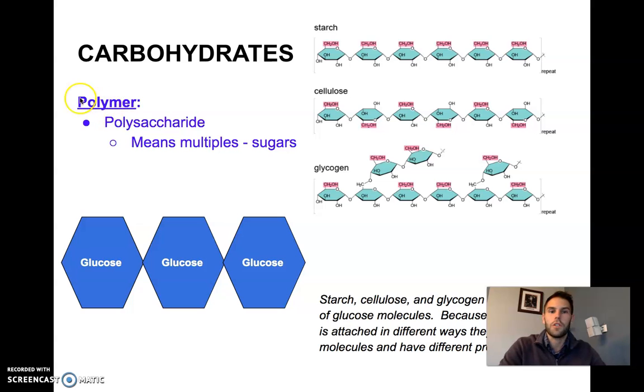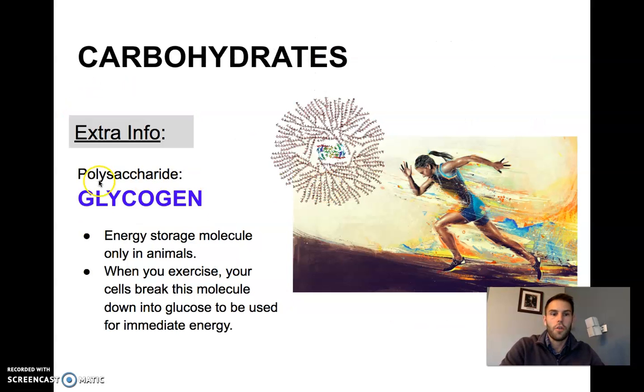So let's talk about the first example of a polymer. Let's talk about glycogen. All right. So glycogen is an energy storage molecule only in animals. So you're not going to find this in broccoli or the Brussels sprouts you eat or a carrot. It's only in animals. All right. It's the energy storage molecule.